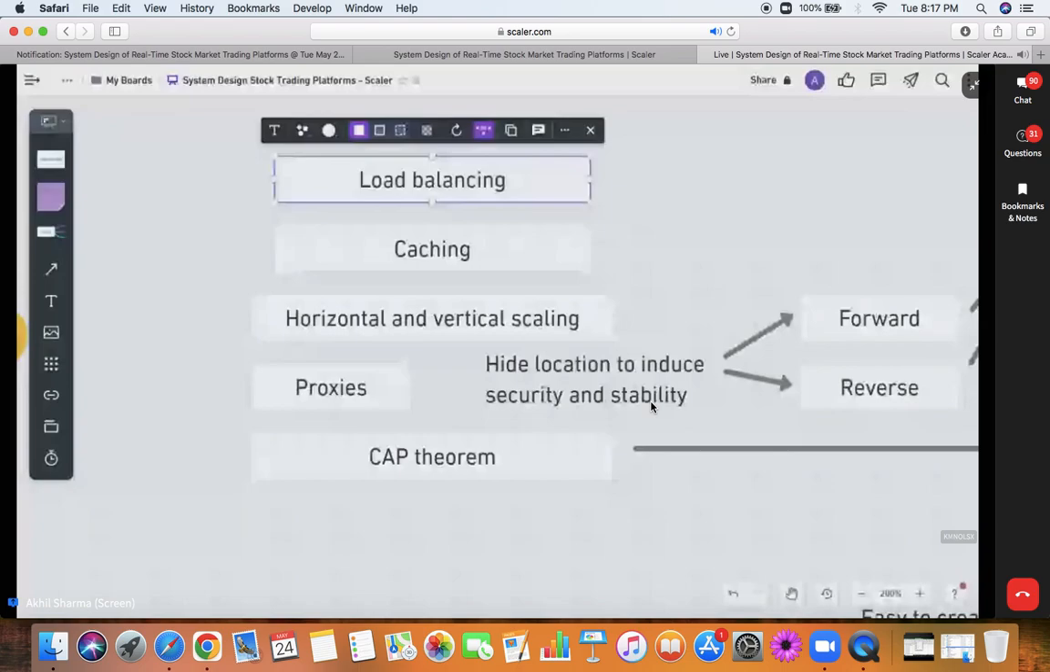So load balancer, think of it as a technology. The sole job of this technology is to understand which server is free right now, doesn't have a lot of traffic, so it will basically direct traffic to that server.